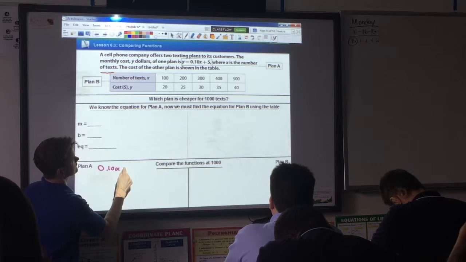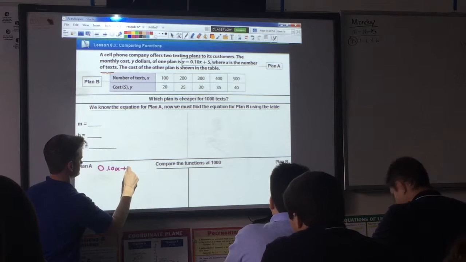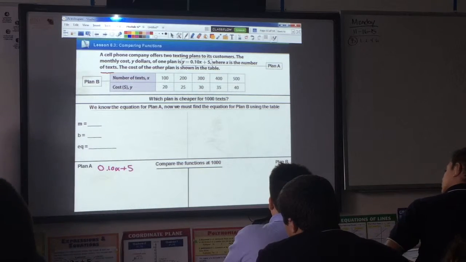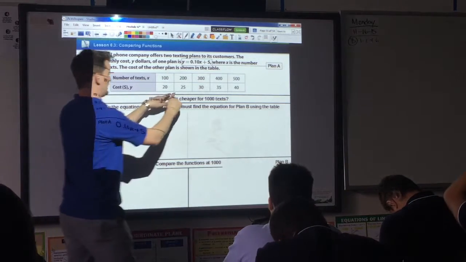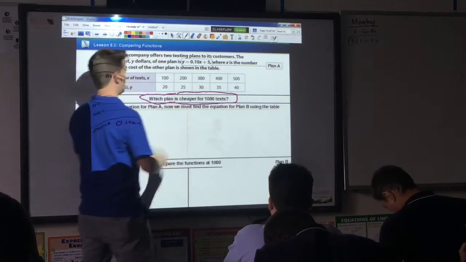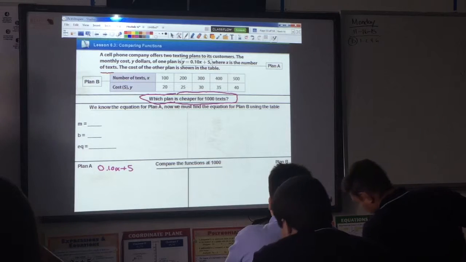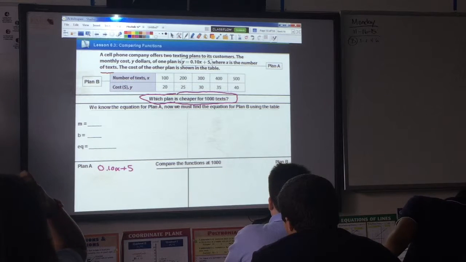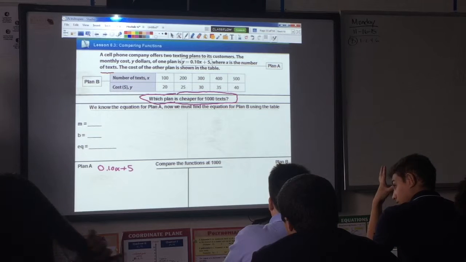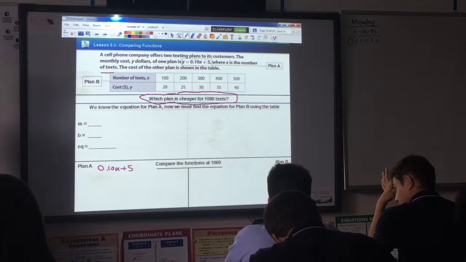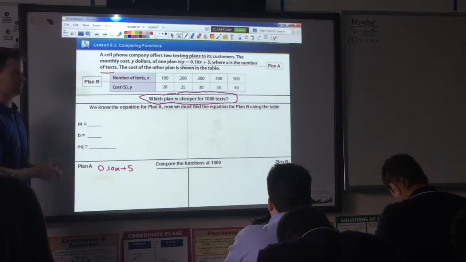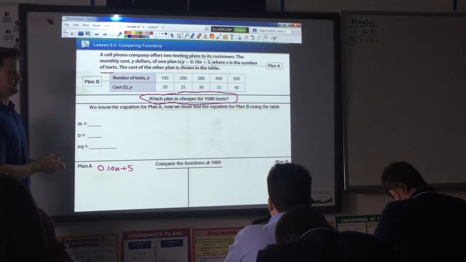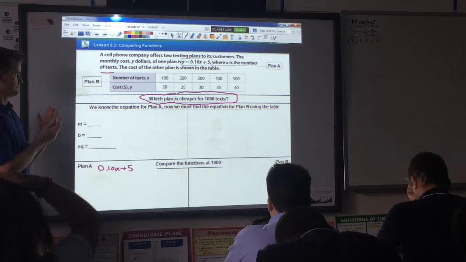0.10x plus 5. Now I need to get the rule for plan B, and then I'm going to need to compare the functions at 1,000, because I'm being asked which plan is cheaper for 1,000 texts. In order to answer that question, I need an equation for plan B. So, for plan B, Bolaños, I want to find the slope. What coordinate pairs do you want to use? 20, 100, and 25, 200.